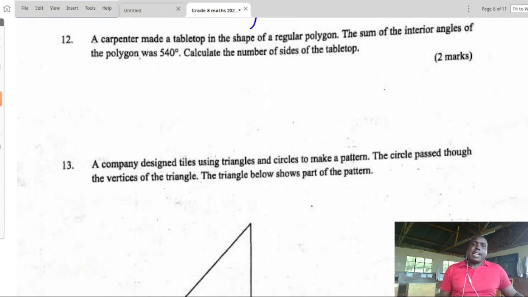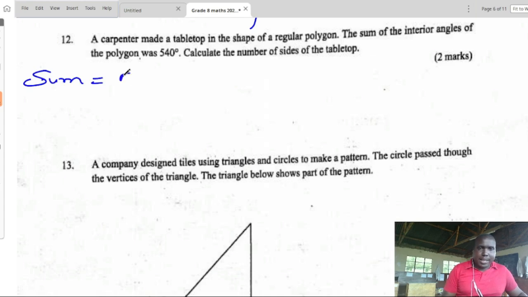A carpenter made a tabletop in the shape of a regular polygon. The sum of the interior angles of the polygon is 540. Calculate the number of sides. So we know the sum of interior angles is given by n minus 2 times 180, and this one will be 540.